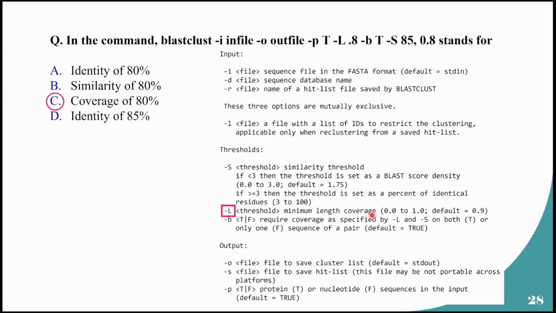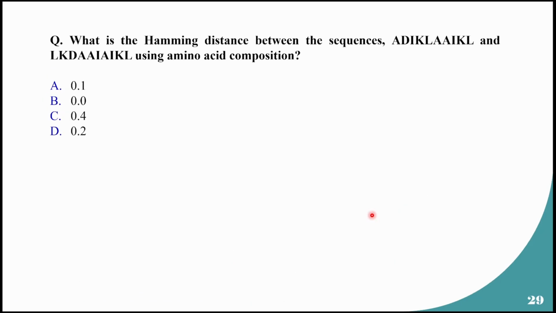For example, in the earlier case for CD-HIT, we see that -n indicates the word size, the word count, and -c indicates the similarity. In the case of BlastClust, -L indicates the coverage. So try to keep this kind of information in your mind.